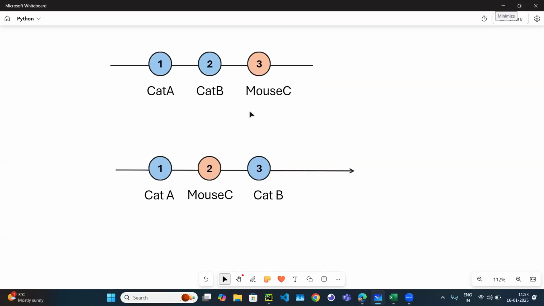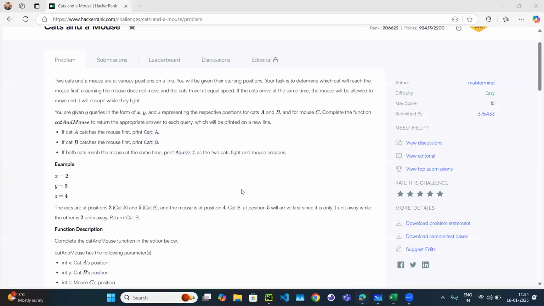What we need to do is just calculate the difference, because all 3 points are given: the position of cat A, the position of cat B, and the position of mouse C. We just need to calculate the absolute difference, because we can't say 1 minus 3 is equal to minus 2, since the distance between 1 and 3 is 2. Should we subtract 1 minus 3 or 3 minus 1? We have to get the distance, so that's why we use the absolute value. We will get the distance, and whatever is the minimum distance, we are going to print that. So let's jump to the code.